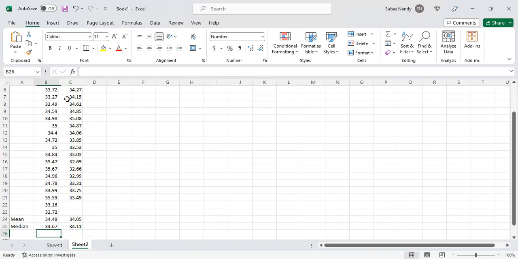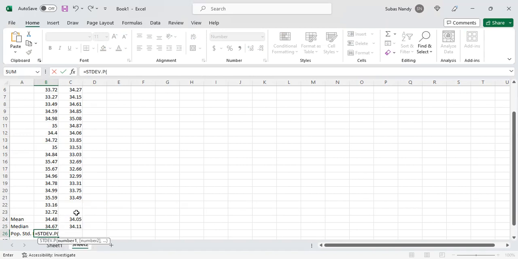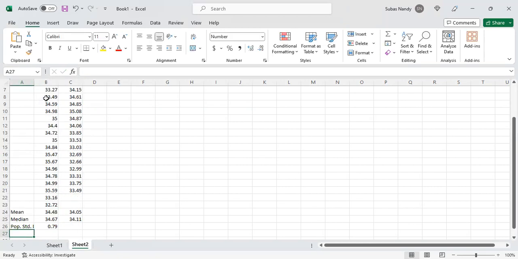Now let's calculate the population standard deviation. So I'll write POP for population, and then standard deviation. Okay, population standard deviation. I'll calculate for both months. So equal to standard deviation, STDEV.P, for the population, and then I'll highlight up to 2. And the population standard deviation for the month of May is 0.79.